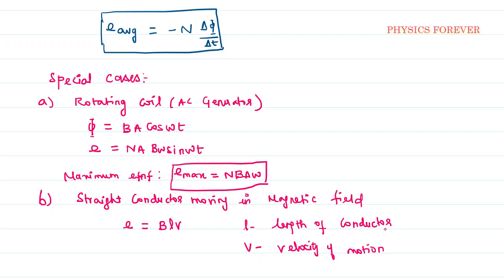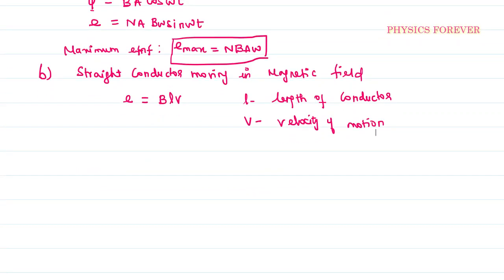The Lenz law we already covered: the negative sign indicates Lenz's law. It is a direction rule. The induced current always opposes the cause that produces it. That ensures that energy is conserved. So you have to write Lenz's law also, sometimes it may be asked.